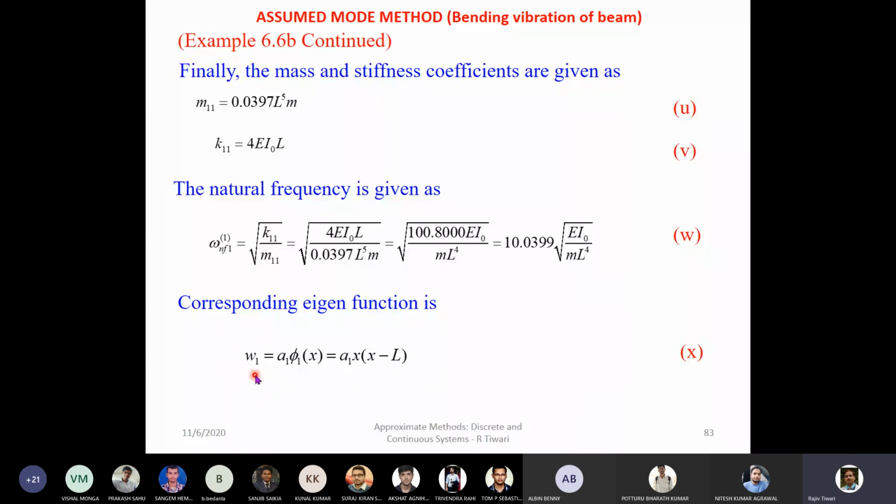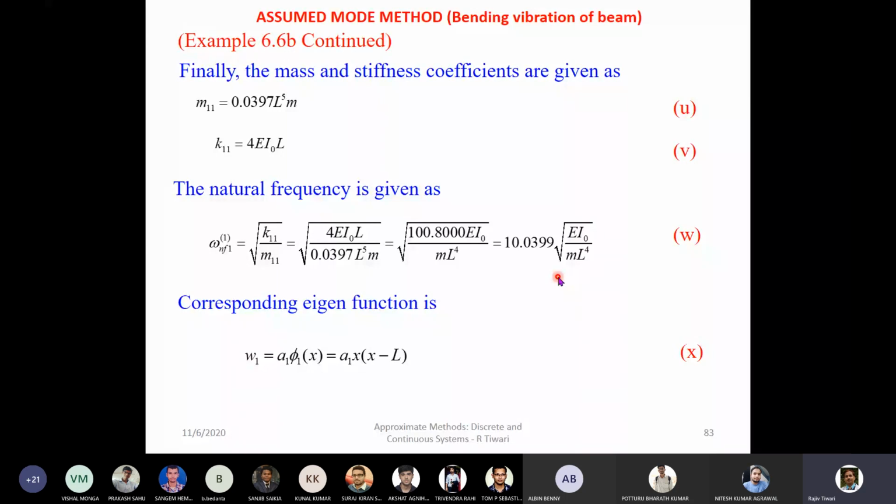So we could get the eigenfunction. Here you can see, if we put x equal to some value, we can see how this particular function will vary over the beam length. That will represent the mode shape corresponding to this natural frequency. This is simple. We have chosen only one admissible function.